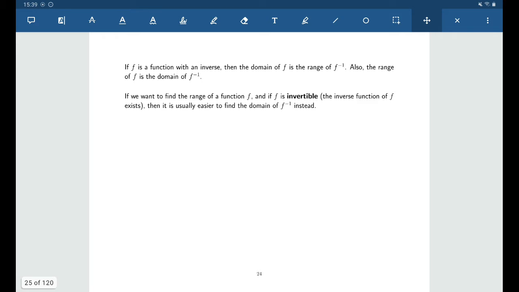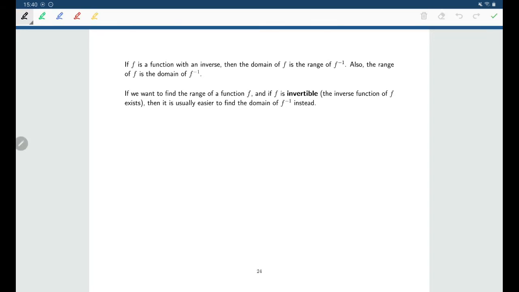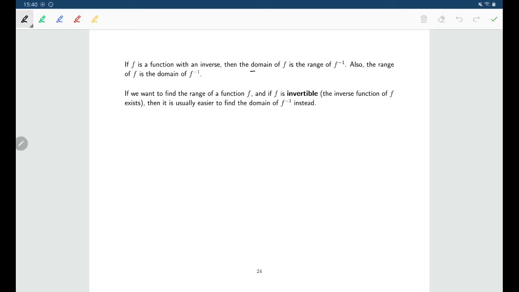So I've mentioned this before, but it's good to bring it back again. This is one of the nice reasons why you might want to find the inverse of a function. That's because, again, inverse functions exchange all of those x and y properties with the original function, and that includes domains and ranges. So if you happen to know the domain of f, then that means you know the range of f inverse, and vice versa. If you know the range of f, then you know the domain of f inverse.